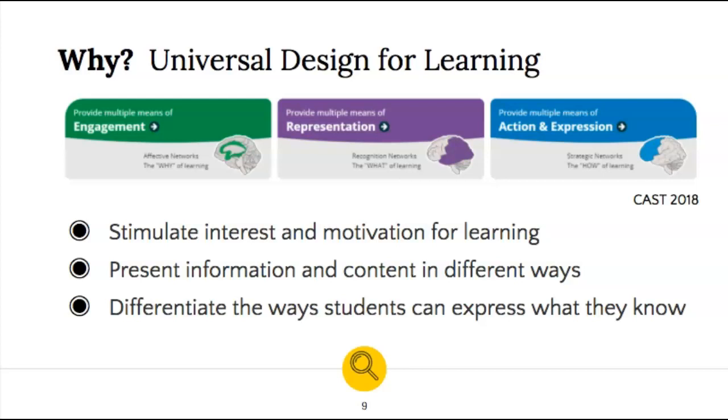And then we also want to provide multiple means of action and expression, or that how of learning. So we want them to have a variety of activities that are well designed. We want to differentiate the ways students can express what they know in their assignments, whether it's formative or summative. So we want to really give our students some variety, but in that variety we give them, we want it to be meaningful and purposeful, and we want it to help them and motivate them for learning and keep them engaged and moving forward in a productive way.